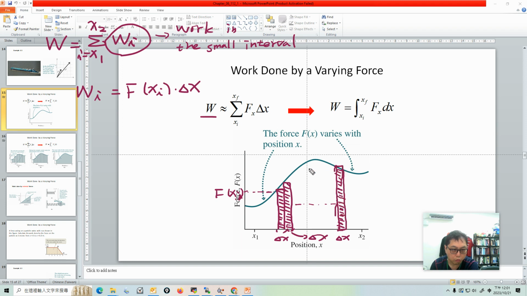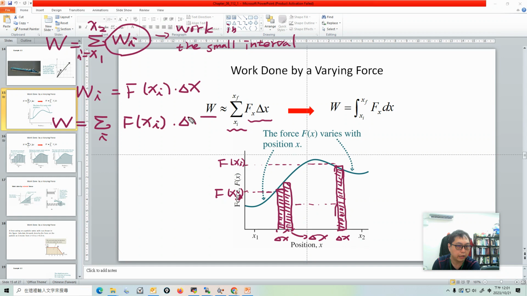And this also corresponds to f of x_i. So we just add these very small works together and do a summation of them. After all, we will get the total work done by this force. So the work is equal to the summation over i of f of x_i times delta x. This is the expression.